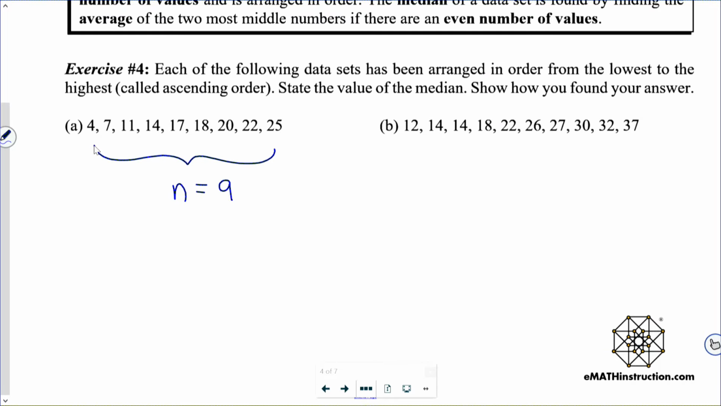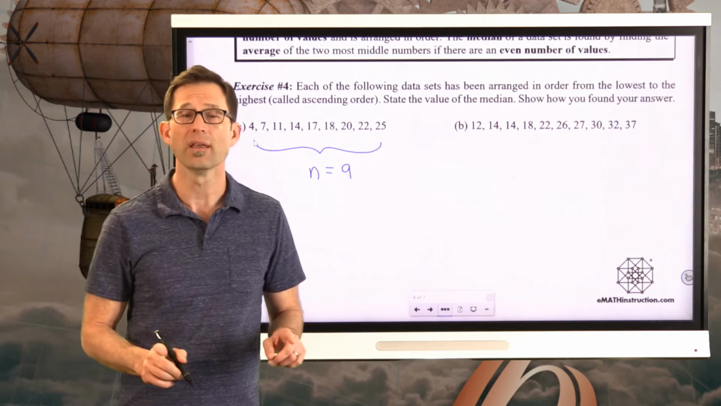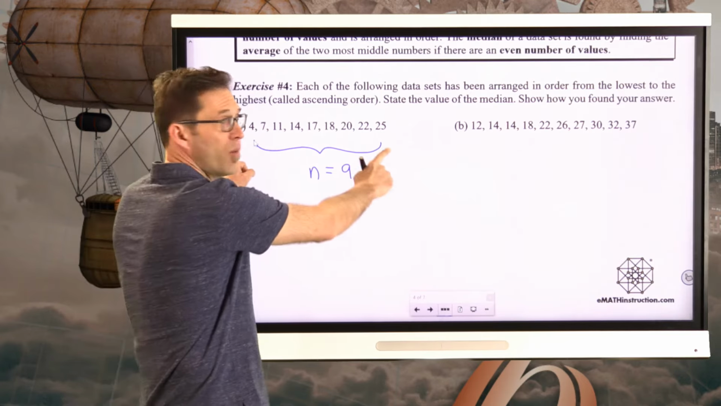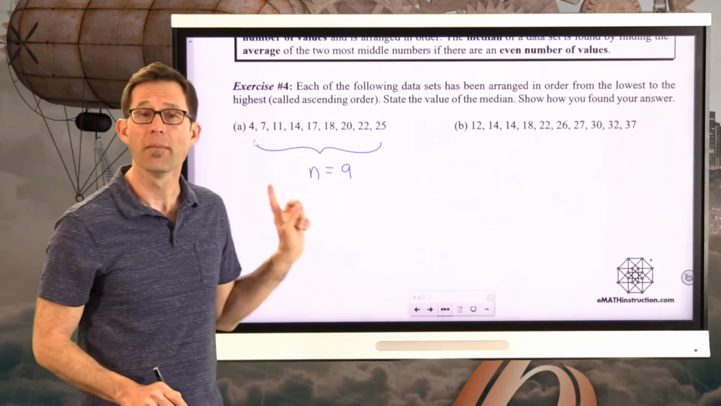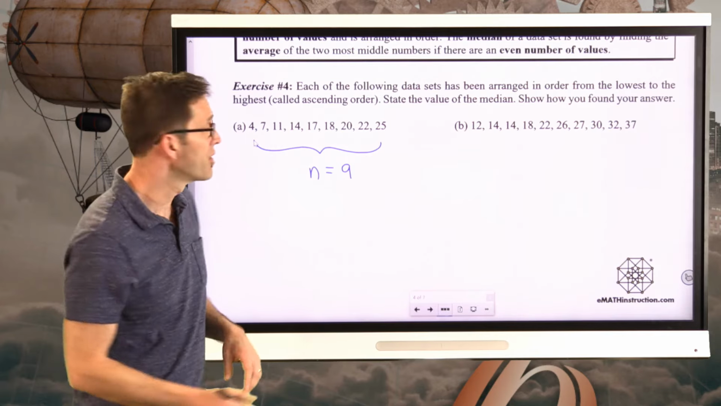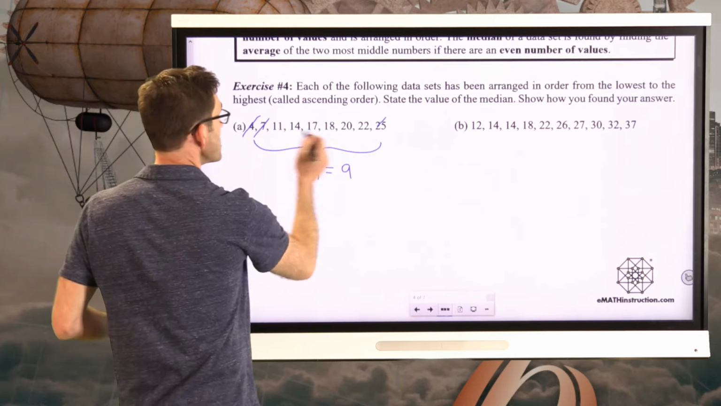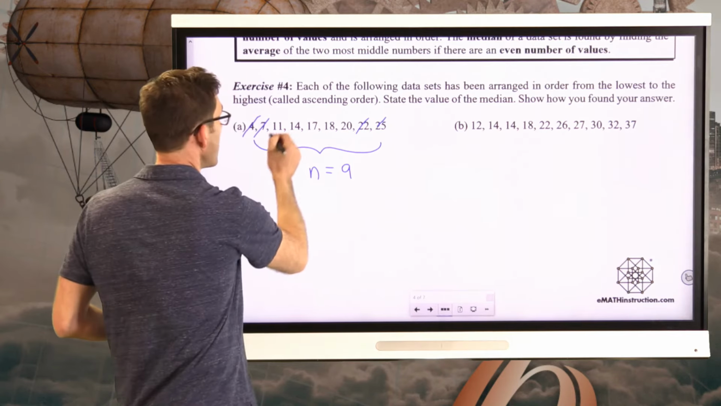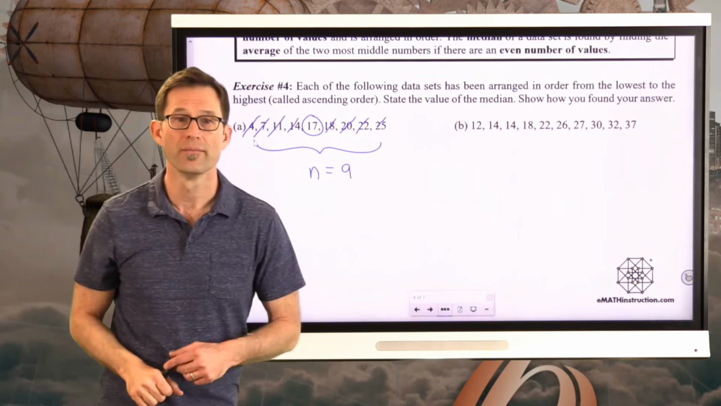Now, one technique that some students like to do, all right, when they find the median, is they literally like to just start from the two ends and kind of work their way in until they find the middle number. And because we have an odd number of numbers here, there will be one right in the middle. But you could literally say, okay, 4 and 25, right? And then you could do 7 and 22, and then 11 and 20, and 14 and 18, and that means that the 17 is right in the middle, right?